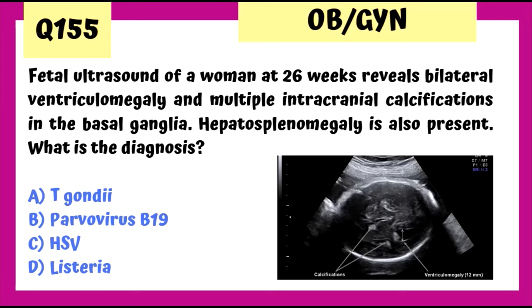Question 155, fetal ultrasound of a woman at 26 weeks reveals bilateral ventriculomegaly and multiple intracranial calcifications in the basal ganglia. All right, so hepatosplenomegaly is also present.